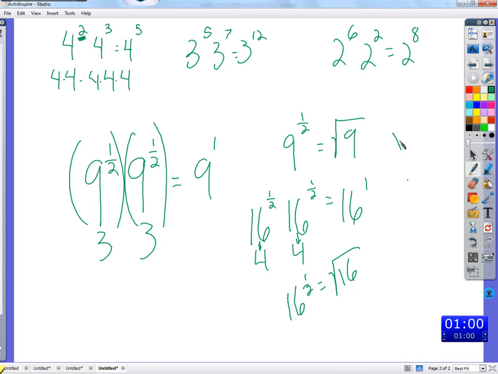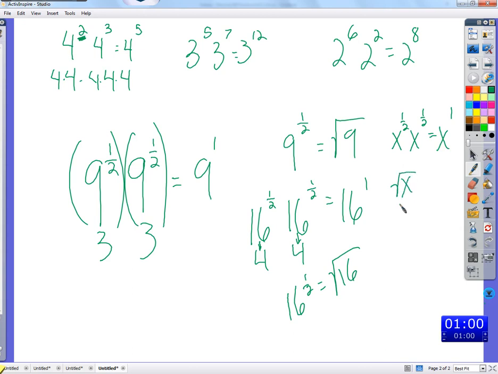Okay. What about x to the 1/2? Well, if we multiply x to the 1/2 times x to the 1/2, what should we get? X to the 1. How come? Half plus a half. They've got the same base of x. We're going to add their exponents. We should get x to the 1. And so what's the number that multiplies by itself to give you x? The square root of x, right?